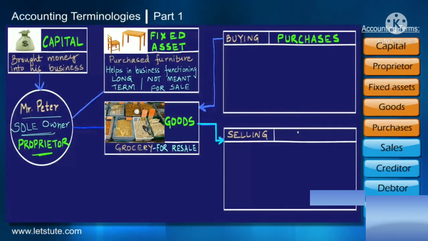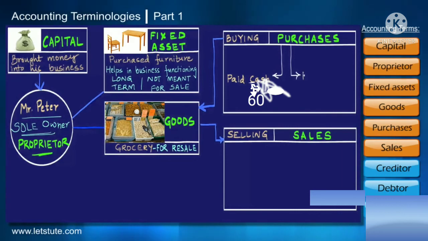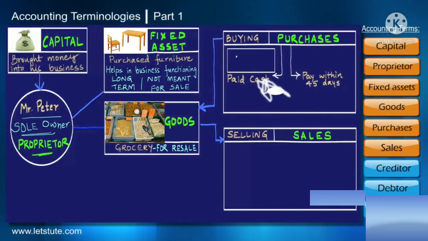So far so good, let's move further. Paris went to a supplier and purchased goods worth 5,000 rupees. He paid the supplier 2,000 rupees in cash, and the remaining amount he promised to pay within 60 days. The goods purchased in cash, where payment was immediate, we call cash purchase, whereas 60 days is the time to pay the remaining money. This is a credit purchase, which means that payment will be made at a future date.